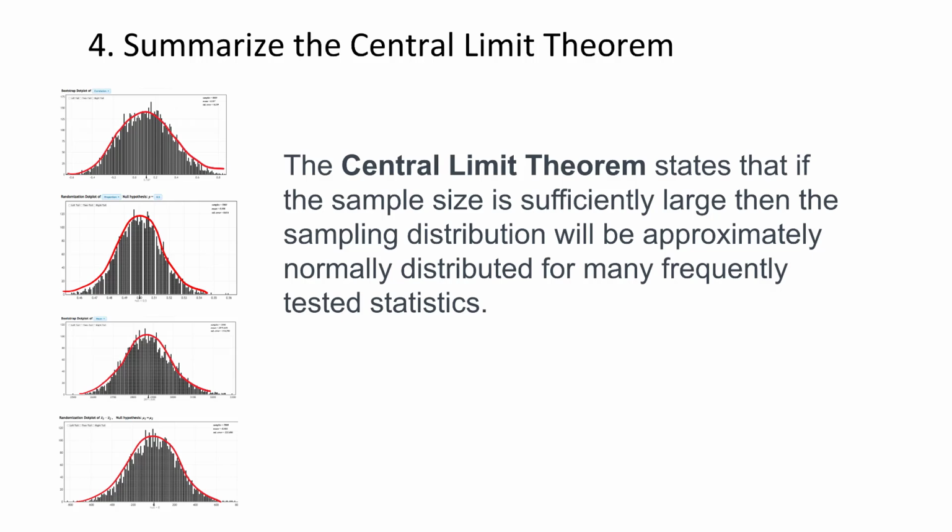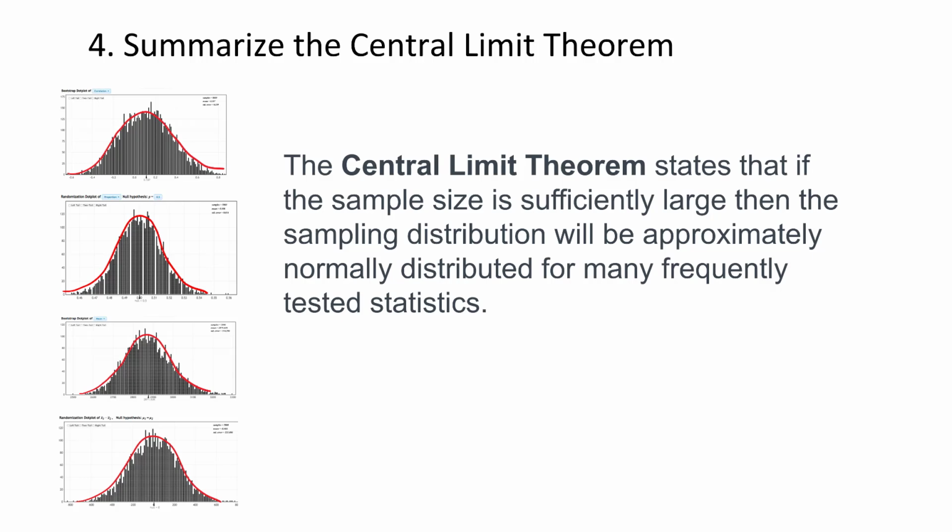Our fourth learning objective is to summarize the central limit theorem. As we saw in the beginning of this video, many of the bootstrap and randomization sampling distributions that you have constructed in this course have been approximately normal. The central limit theorem states that if the sample size is sufficiently large, then the sampling distribution will be approximately normally distributed for many frequently tested statistics. This includes all of the statistics that we've worked with thus far in this course.